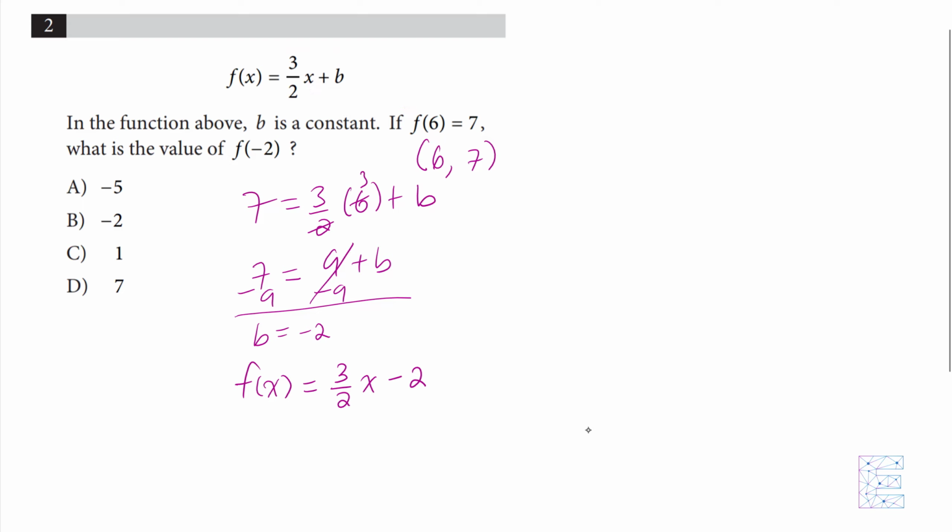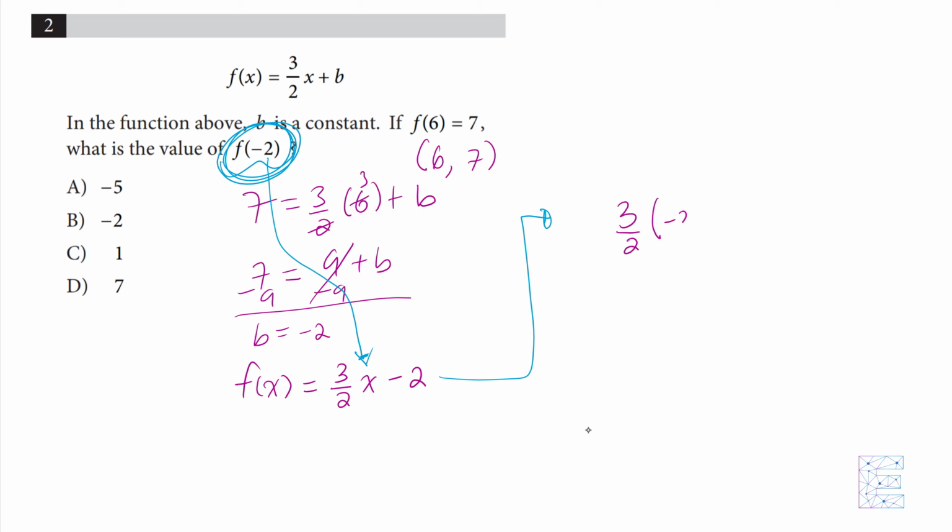So now that we have a complete equation, we can answer this question that's asking, tell me what y is when x is 2. So now we take this 2 and we plug it in right there. Let's move this up here where we have a little bit more room to work with. So this becomes 3 over 2 times 2 minus 2.